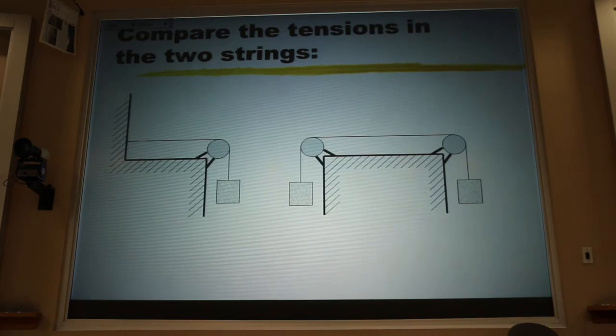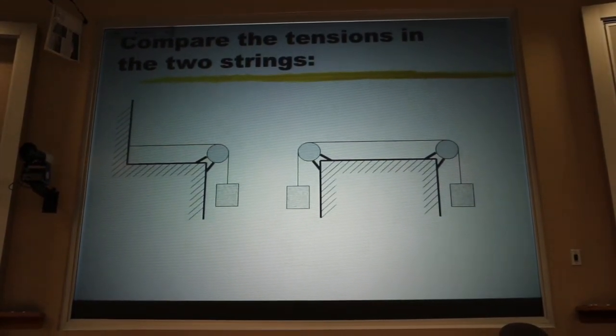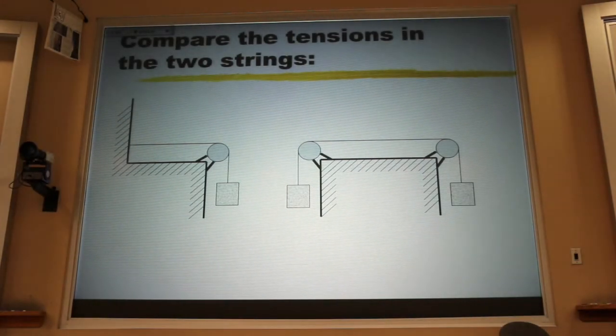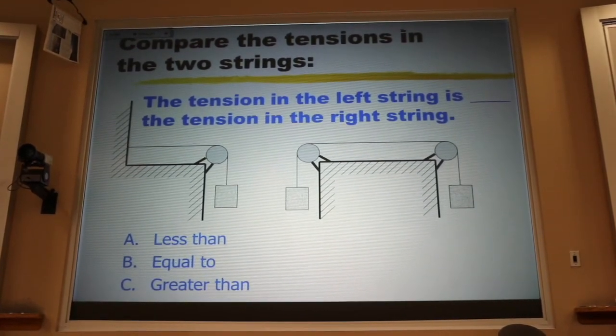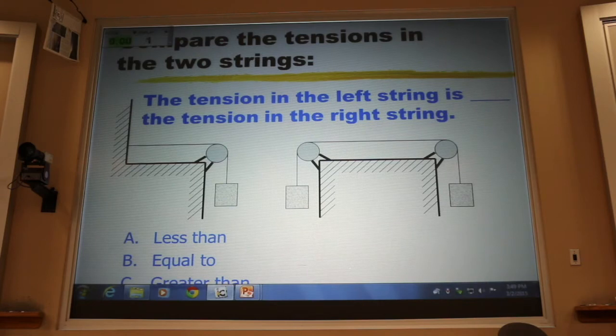Okay. I go down to Home Depot and I get 3 identical, completely identical cinder blocks. And I hang them using massless strings as shown. And the question is, how do the tensions in the string compare? The tension in the left string is less than, equal to, or greater than the tension in the right string. So tell me with your clicker what you believe.